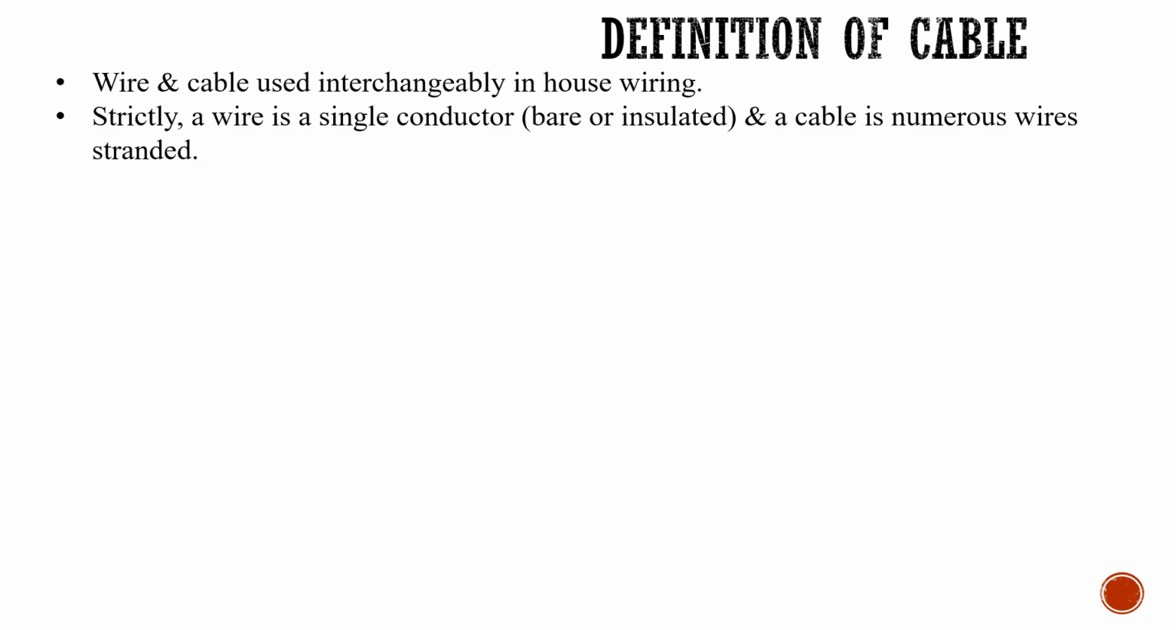Let's move on. What is a cable? Wire and cable are used interchangeably in house wiring. However, in a strict sense, you can say that a wire is a single conductor, whether bare or insulated, whereas a cable is numerous wires stranded together. That is to say that this can be considered as a wire, while this figure here stands for cable.